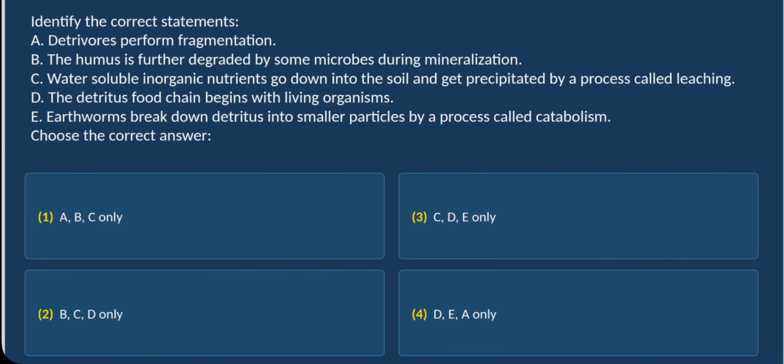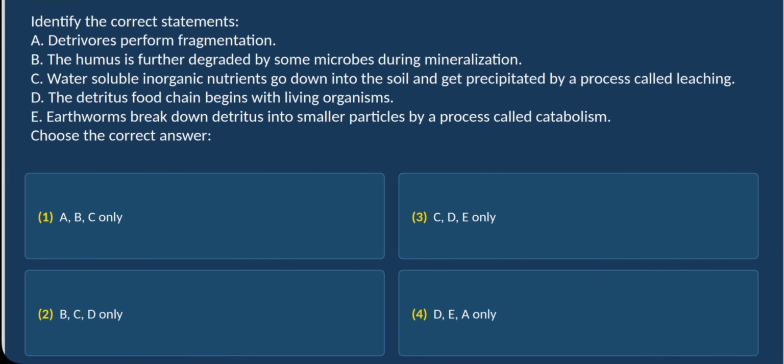So I always remember the steps as fragmentation, leaching, catabolism, humification and mineralization, FLCHM. So water soluble inorganic nutrients go down into the soil and get precipitated by a process called leaching.